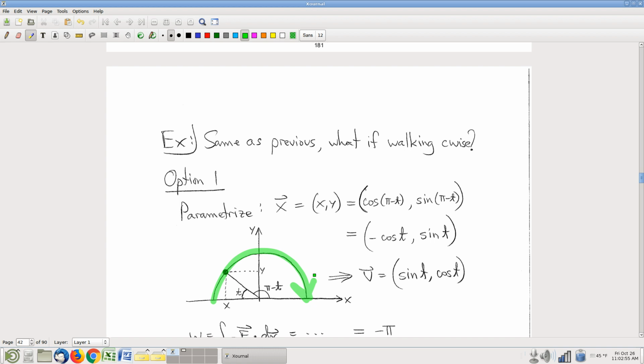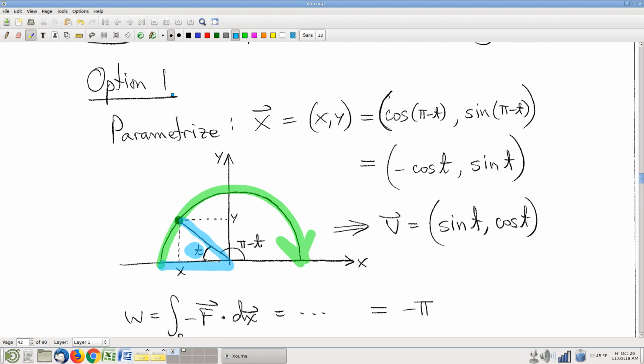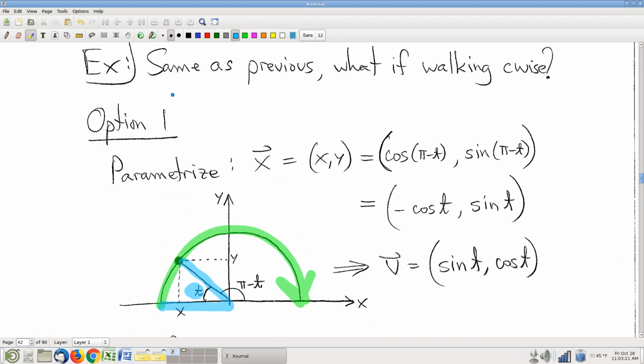I just have to ask now, how do I parameterize this curve? How do I get that I am starting here as opposed to starting here? Well, I'm just going to reconceive of how this angle T shows up in this question. I'm going to think of T as being that angle. If T is that angle, then when T is 0, you're here, and as T increases, you move in the correct direction around the curve. Does that make sense?